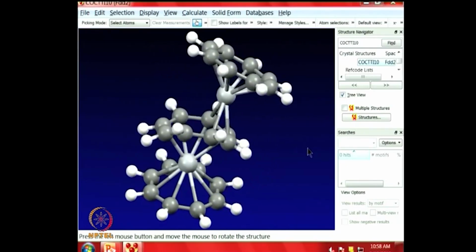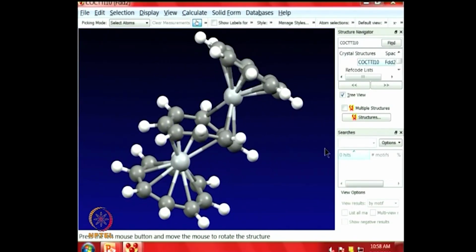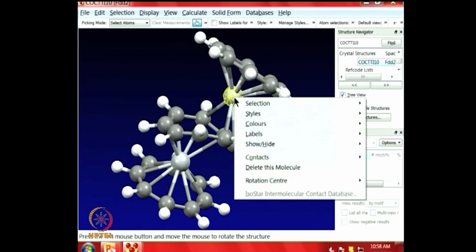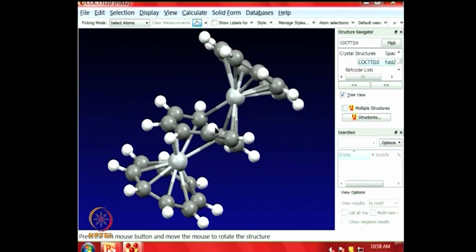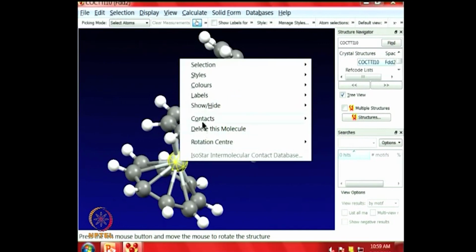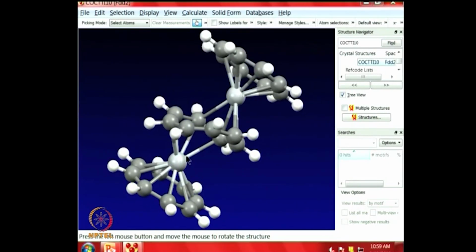Let us take a close look at the central ring. The central ring has 8 carbons, but 4 of the carbons are interacting with this metal atom right here. So, I will label the metal atom, and that is a titanium that is interacting with 4 carbon atoms here, and the other 4 carbon atoms of the cyclooctatetraene are interacting with another metal atom, which is on the lower half.